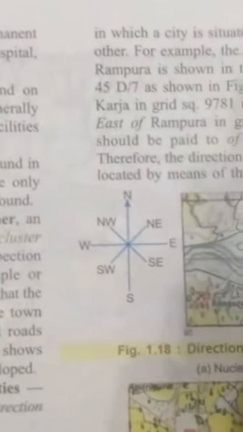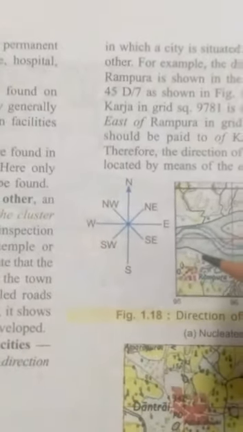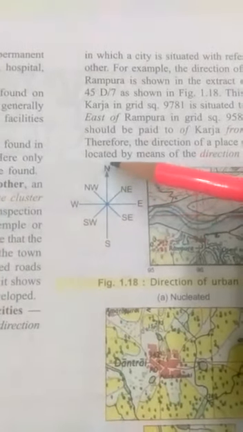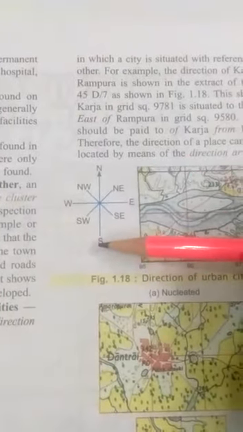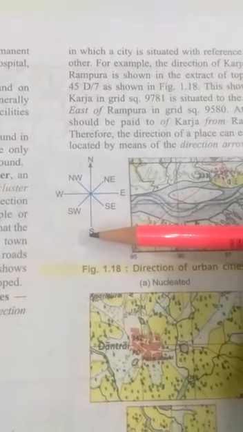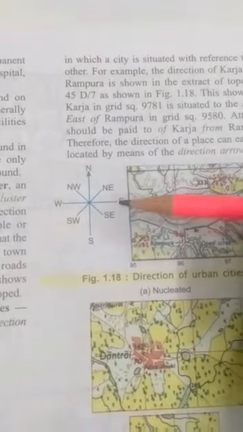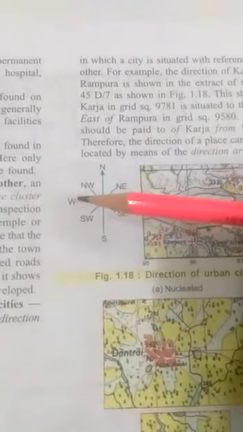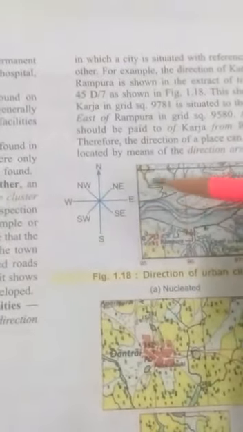Students, at the same time you also ought to know the compass directions well. You know that the arrow pointing towards the top of a map indicates north, towards the bottom it indicates south, towards left it indicates west, towards right it indicates east. And these are the cardinal directions: north, south, east, west. These are the cardinal directions or main directions.